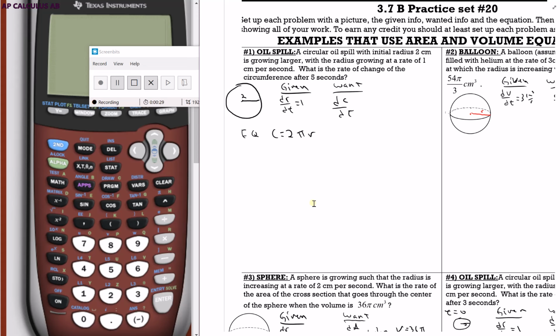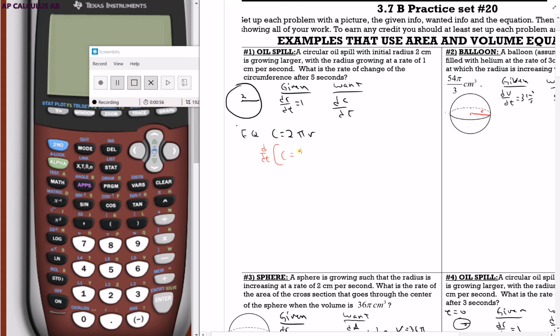For the first one, we have this circular oil spill, right? So hence the reason I drew this circle over here. We're given that dr dt is 1, and we want dc dt, where c is the circumference. Because I want the rate of change of the circumference, the equation I'm going to use is the circumference formula, right? And then I need to find dc dt, so I take the derivative of the circumference formula, right?